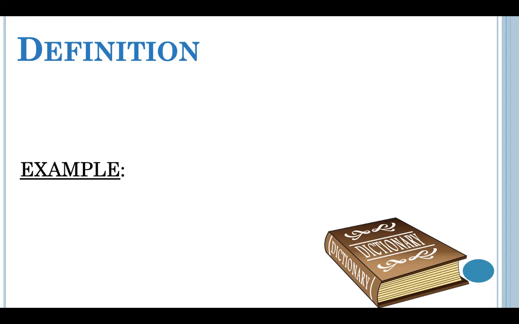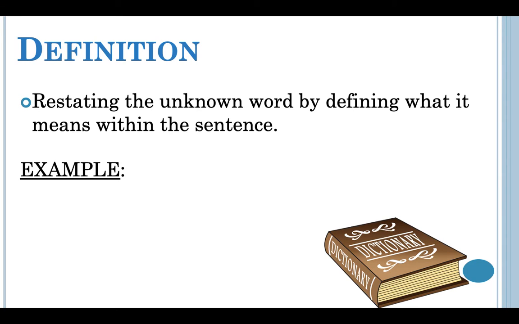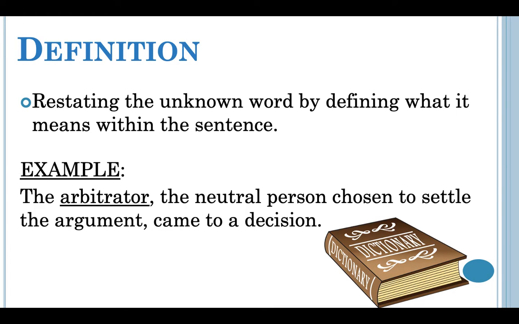With the definition context clue, it is when we restate the unknown word by defining what it means within the sentence. For example, the arbitrator, the neutral person chosen to settle the argument, came to a decision. In this case, we have the definition right inside the sentence of what an arbitrator is. So I know an arbitrator is a neutral person who helps settle arguments.